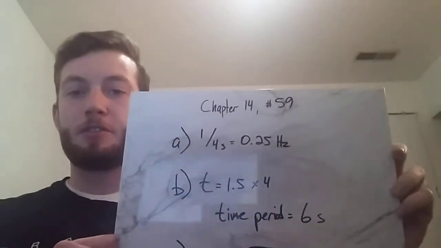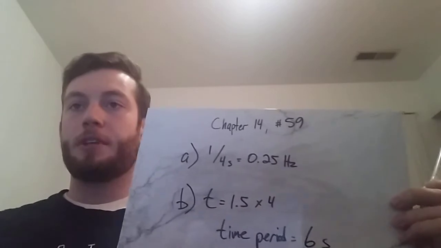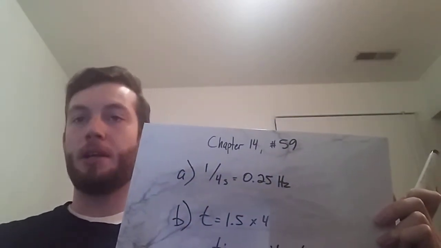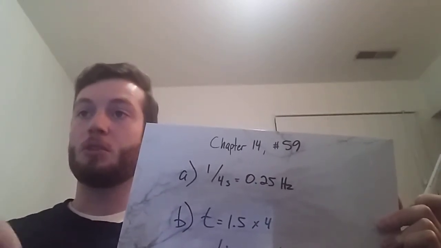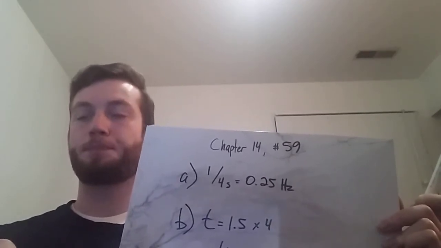Hi, this is an explanation for problem 59 in chapter 14. This problem reads, the two graphs in figure 14.59 are for two different vertical mass spring systems. Part A then asks, what is the frequency of system A? What is the first time at which the mass has maximum speed while traveling in the upward direction?